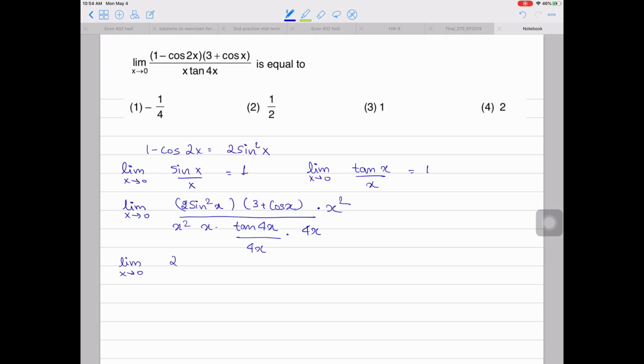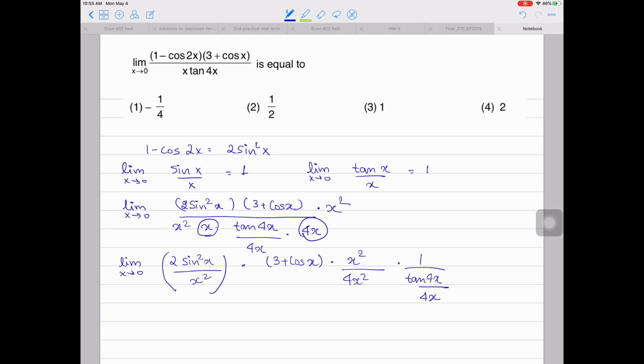So this gives 2 sine squared x over x squared, times 3 plus cosine x, times we have x squared remaining in the numerator, and we have x and 4x, which gives 4x squared remaining in the denominator as well, times 1 over tan 4x over 4x.